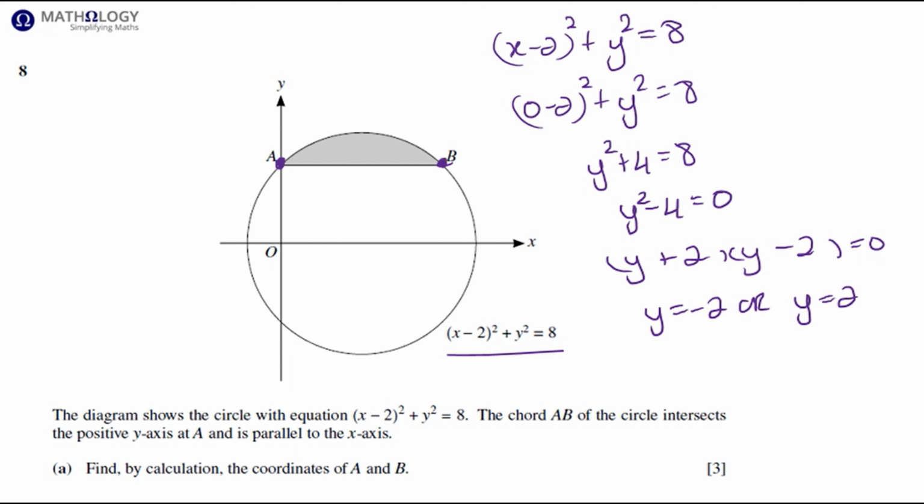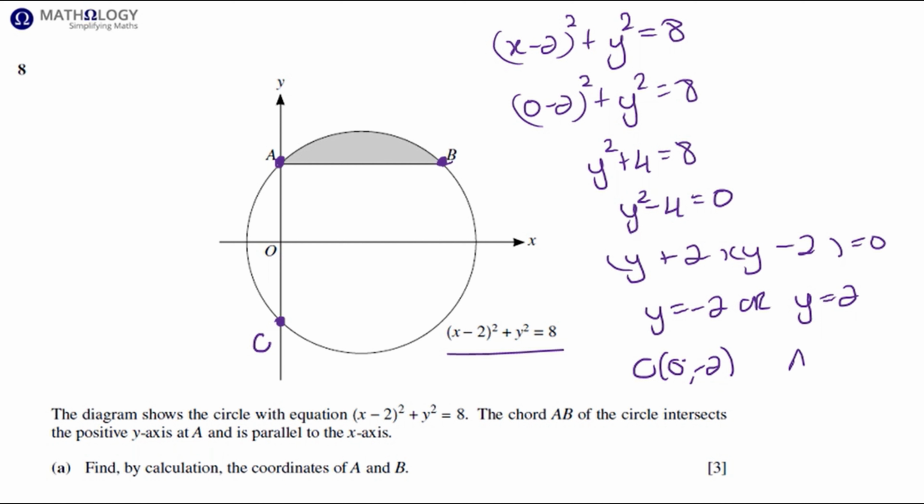Now, you can clearly see that the circle cuts the y-axis at 2 points, at A, and we can call this point over here, we'll call that point C. A's y value is obviously positive because it lies on the positive y-axis, and C's y value lies on the negative y-axis. So clearly, C is going to be the point 0, minus 2, and A will be the point 0, 2. So we have the coordinates of A.